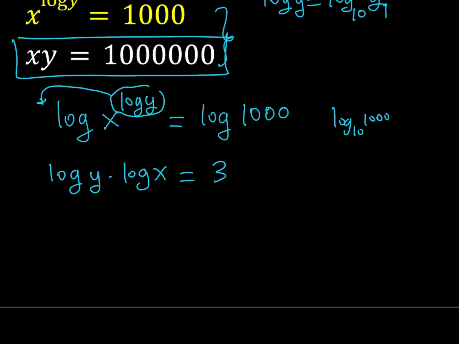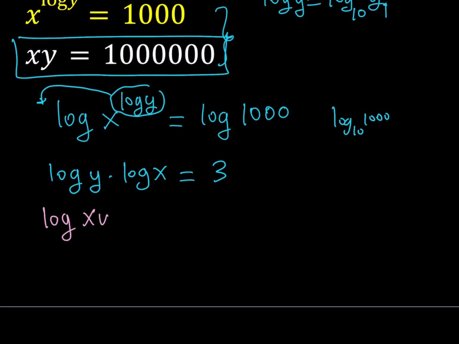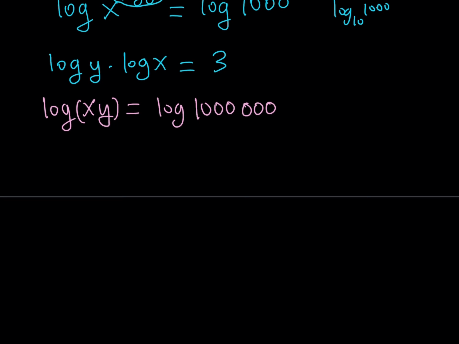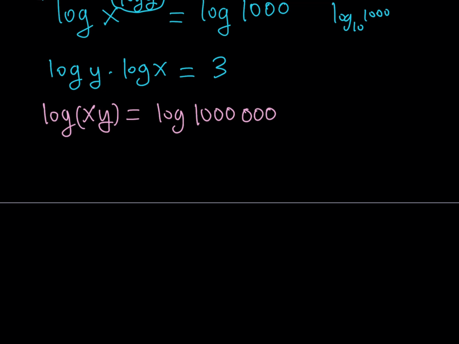I'm going to log both sides because it's more fun, right? Don't you think? Okay, let's log both sides in the second equation. That gives us log xy equals log 1 million. And 1 million is a very large number, right? Depending on your unit, of course. If you have $1 million, that's kind of cool. Anyways, this is log 1 million, which is 10 to the 6th power.